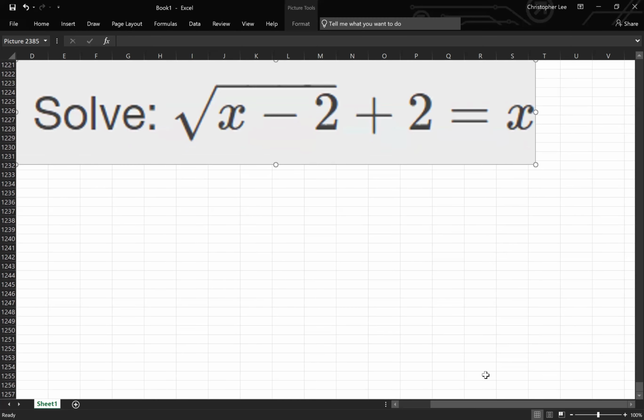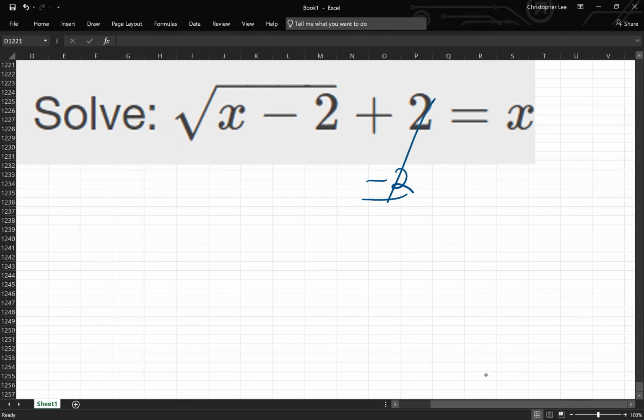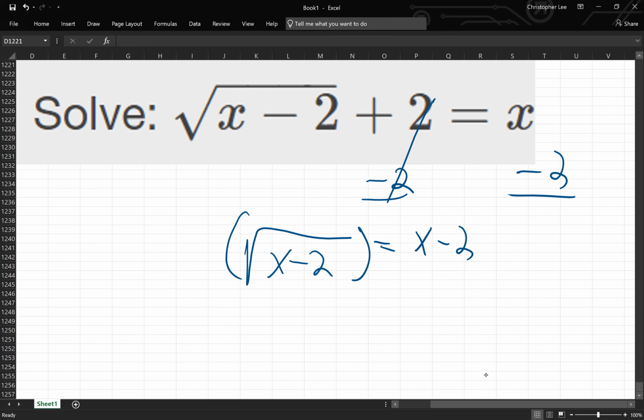So this is the same thing as before, right? I want to isolate my most complex, my largest radical, right? So I'm going to subtract 2 from here. If I do to one side, I do to the other. So now I have square root x minus 2 is equal to x minus 2. And then I want to square both sides. So I do to one side, I do to the other.